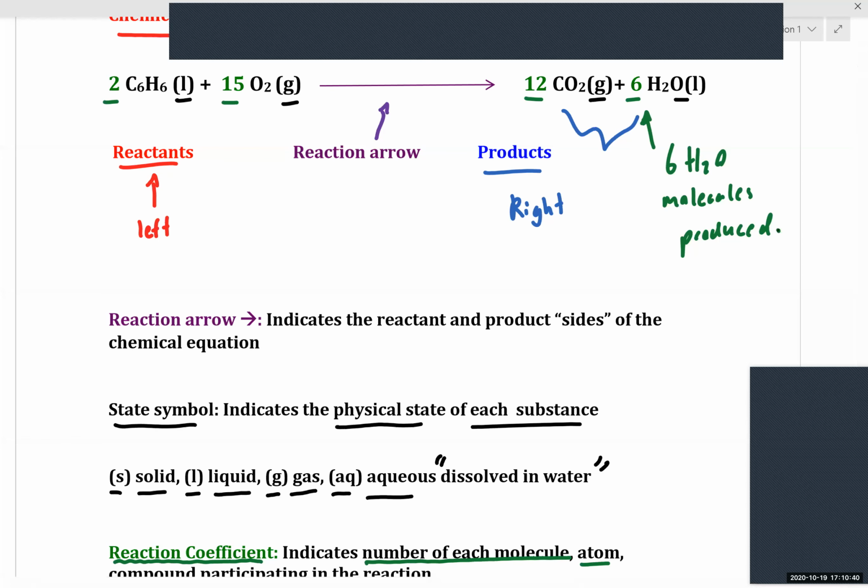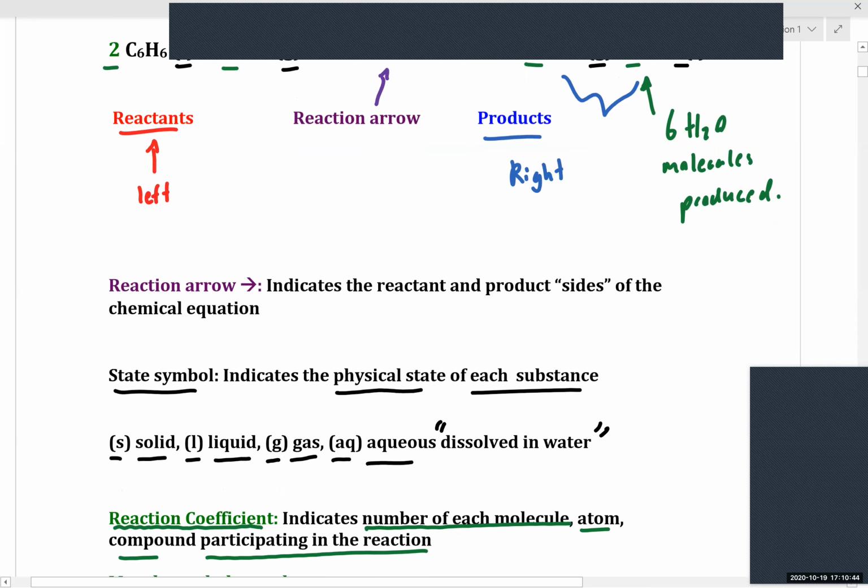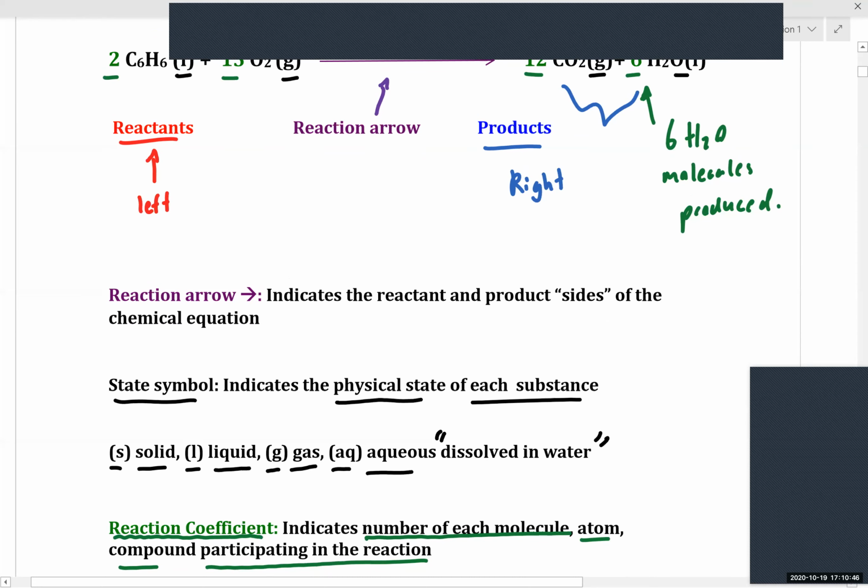Does this make sense to everyone? Does this look familiar? Any questions so far on this idea of chemical equations? Now, our main concern in this chapter is going to be getting the reaction coefficients correct for our chemical equation.